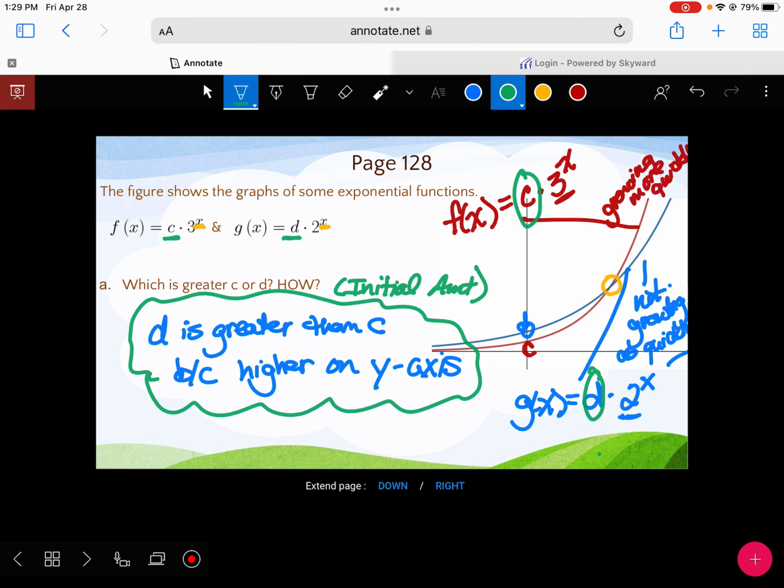Any questions on this second one? Seriously, any questions? Okay. Hold on. What does that say? D is greater than C. No, like at the bottom where g of x and all that. g of x equals D times 2 to the x power. Okay, done.